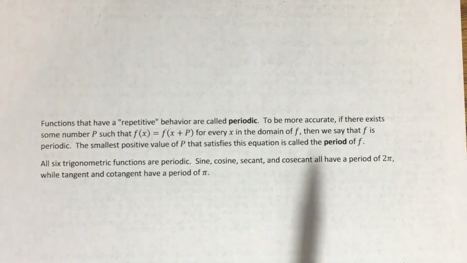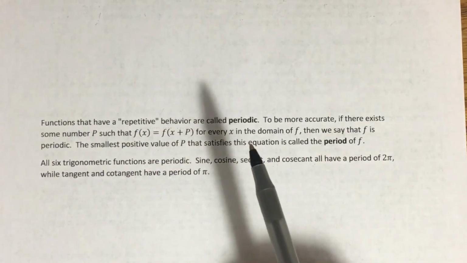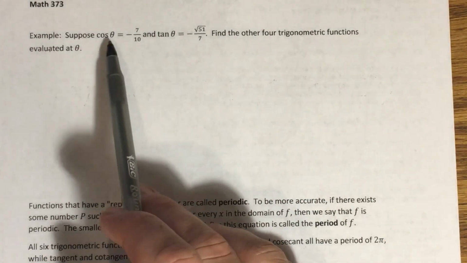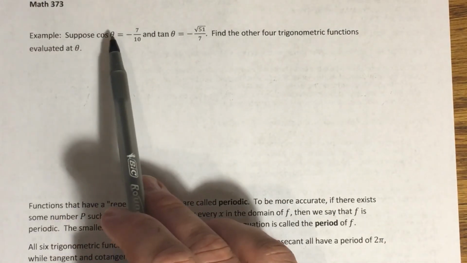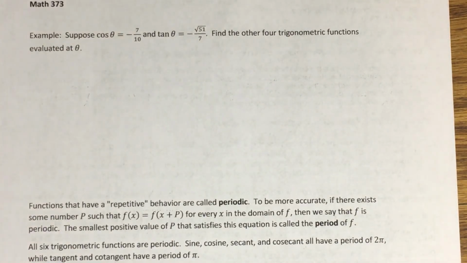Let's try doing an example where it might be helpful to use one of those trigonometric identities. Let me scroll down a little bit. There we go. We're given some angle theta, and we're told the value of 2 out of 6 of our trig functions for that angle.